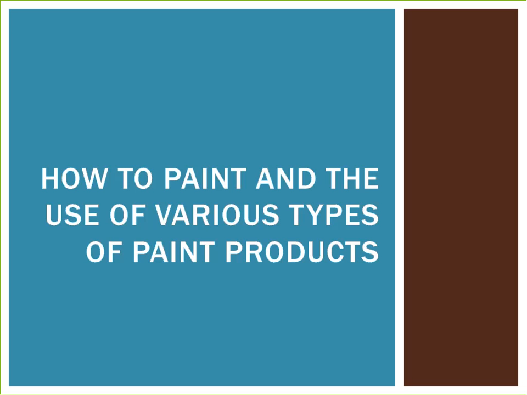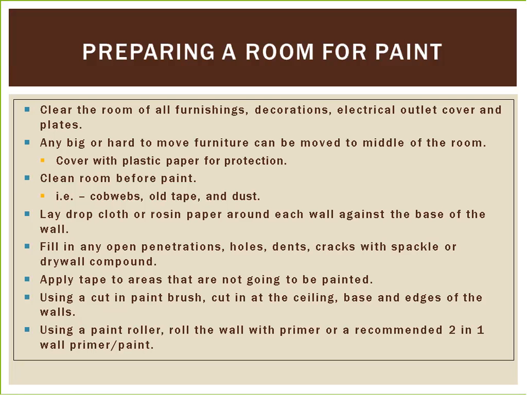Next, we will review how to paint and the use of various types of paint products. When preparing a room for painting, you will typically do the following. First, clear the room. This will help you to move around the room without obstacles or interruption. Any big or hard to move furniture can be moved to the middle of the room.